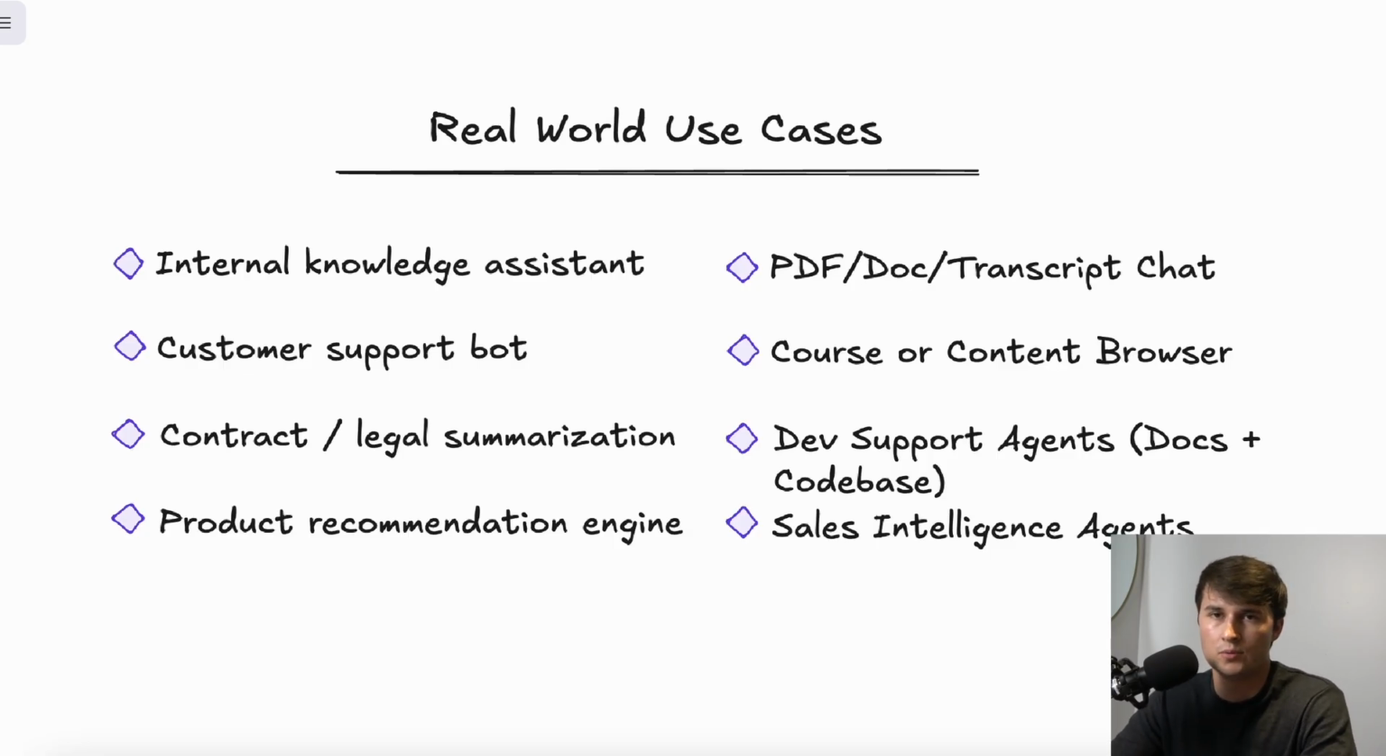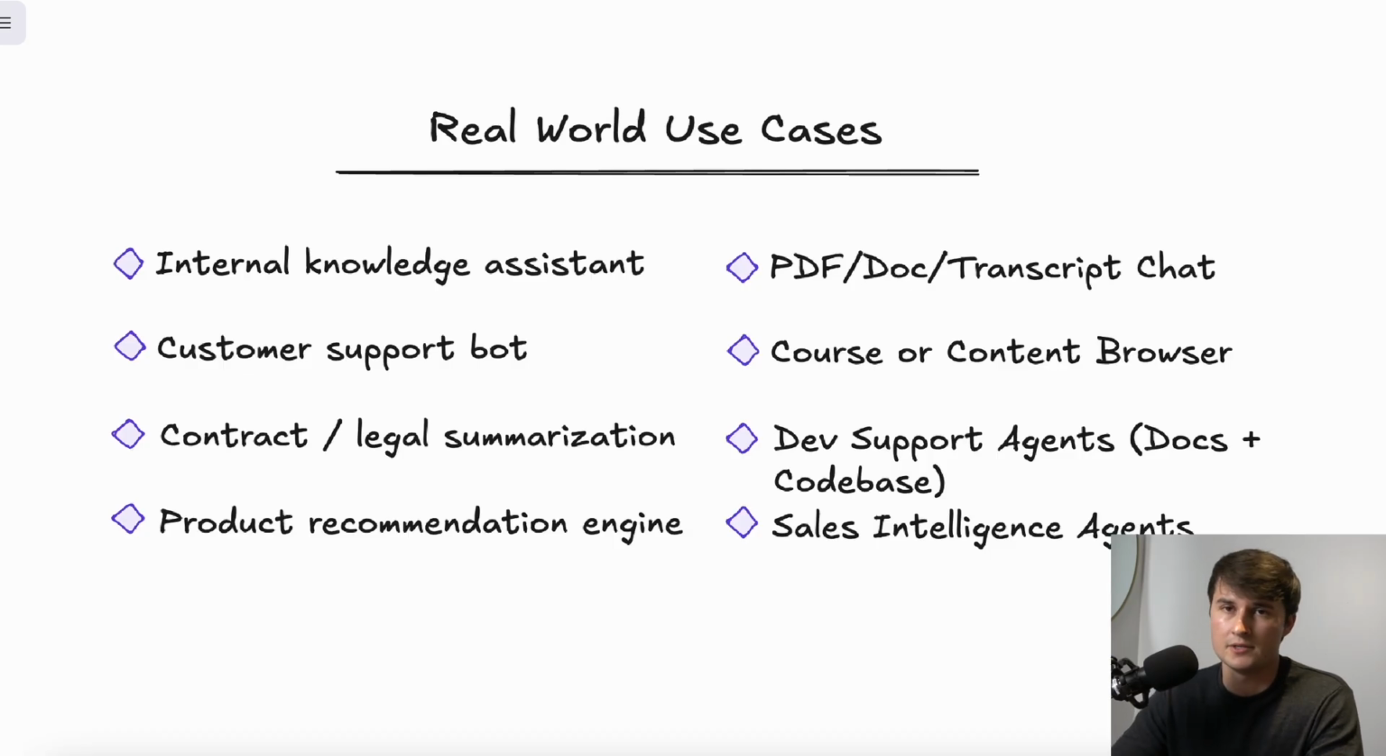Number 2 are customer support bots. This is basically a way to auto-answer customer queries using FAQ documents, product manuals, help center information, etc. This would reduce ticket volumes and give fast, reliable answers. Number 3, contract or legal summarization. This would allow you to upload long contracts or legal documents and actually ask questions about them. So the RAG agent would retrieve specific clauses and answer your questions accurately. The fourth one, product recommendation engines. This would allow users to match with the best product for them using internal data. So the RAG agent could reason over real product descriptions, reviews, or inventory data and suggest the best product.